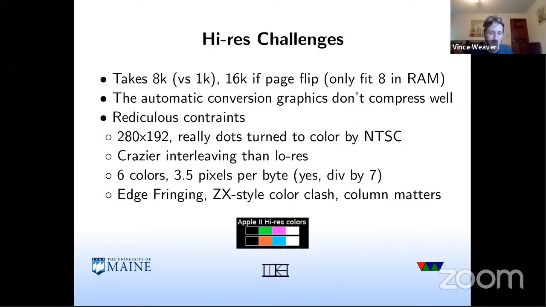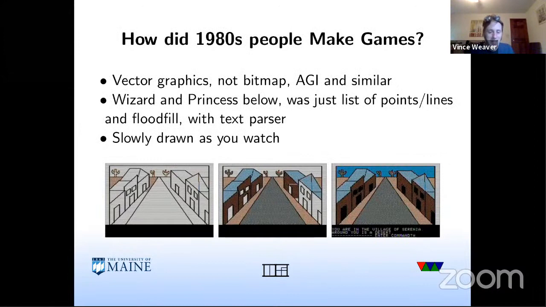So how did 1980s people manage if that's all they had to work with? They often used vector graphics, not bitmap. So things like AGI and things like the early Sierra games. So these examples from Wizard and the Princess, which was a game from Sierra. What they did was they just drew points and lines, connected them up, and then sort of flood filled. And then in the bottom, you'd have your text and you'd navigate, and you'd actually see this being drawn as you watch.